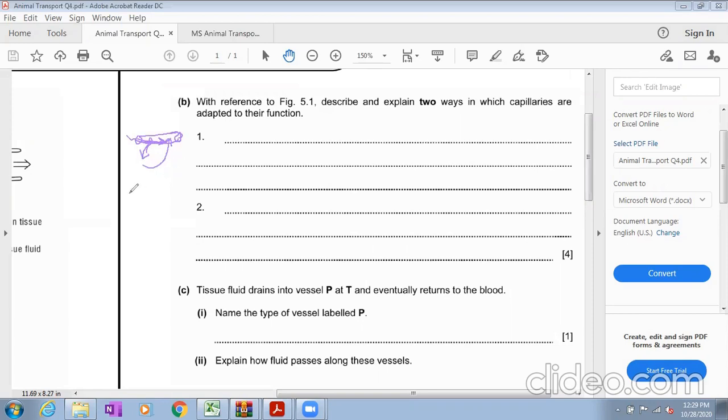And another thing, capillaries make a capillary bed. There are many capillaries that spread in your tissue, which increases the surface area. If the surface area increases, more diffusion will happen, more material will enter the cell, and more waste material will be collected back. So this is the importance of that. Is it clear? All right. Now, let's move toward another question.